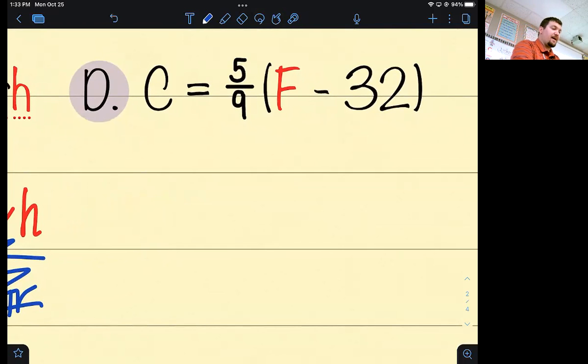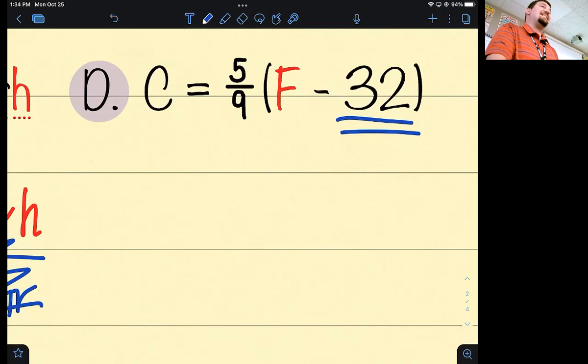Yeah, temperature. Changing Fahrenheit into Celsius. So if I wanted to know what 76 degrees Fahrenheit was in terms of Celsius, I would take 76 degrees Fahrenheit, subtract 32 from it, times it by 5/9, and that's going to give me the Celsius temperature. This 32 comes from the fact that water freezes at 32 degrees Fahrenheit, and in Celsius, water freezes at 0.